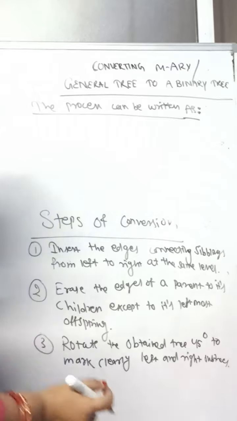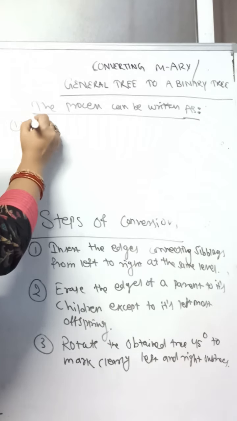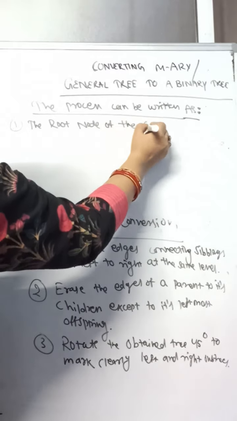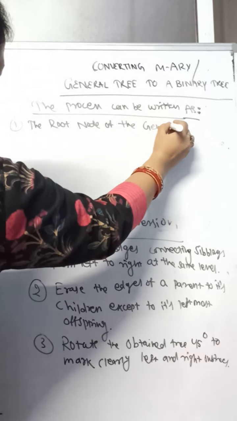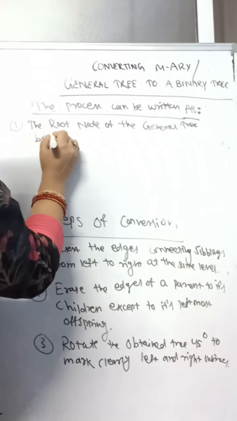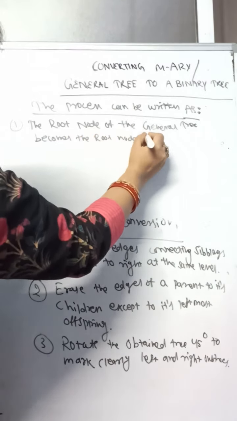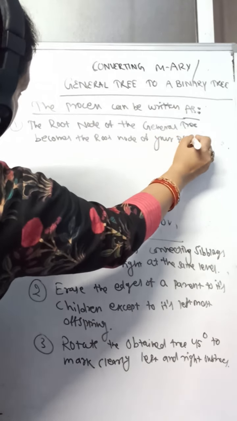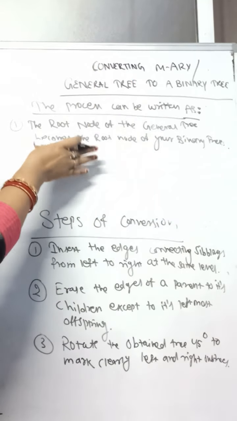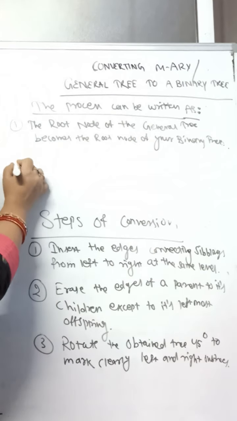Okay, so step 1. The root node of the general tree, or your M-ary tree, you can say, becomes the root node of your binary tree. You have to convert your general tree to your binary tree. So the root node of your general tree becomes the root node of your binary tree. This is your step 1.